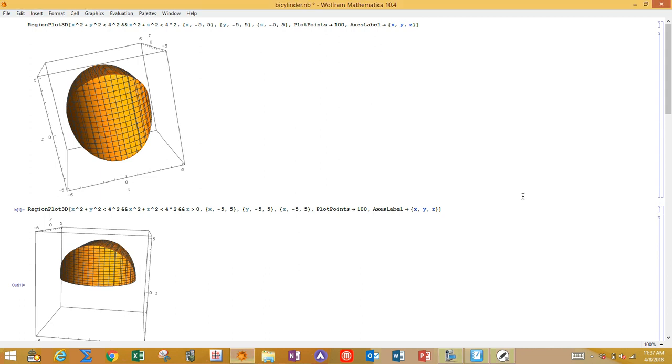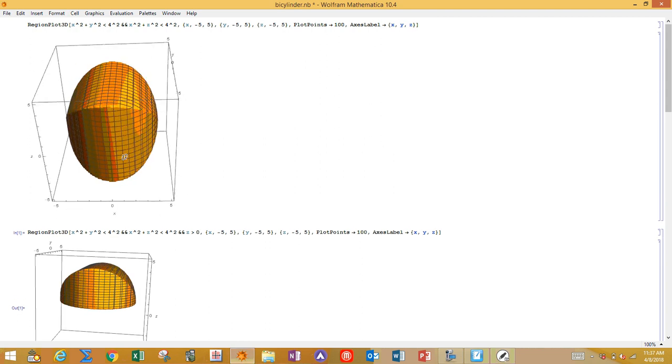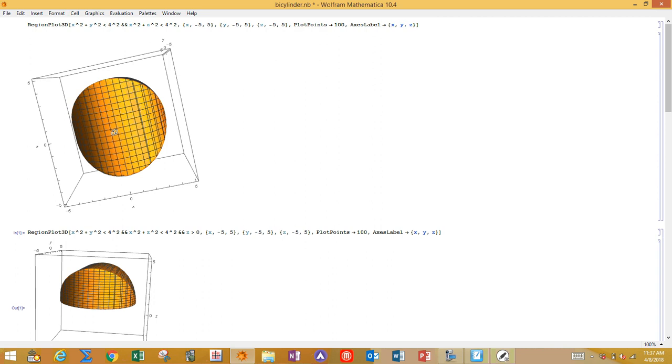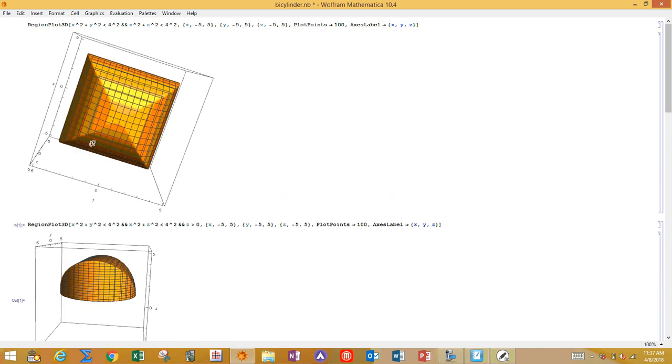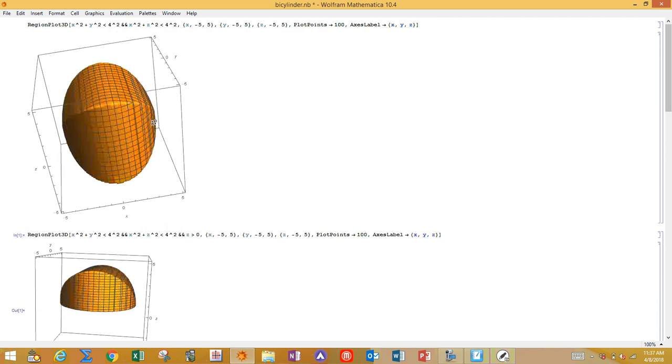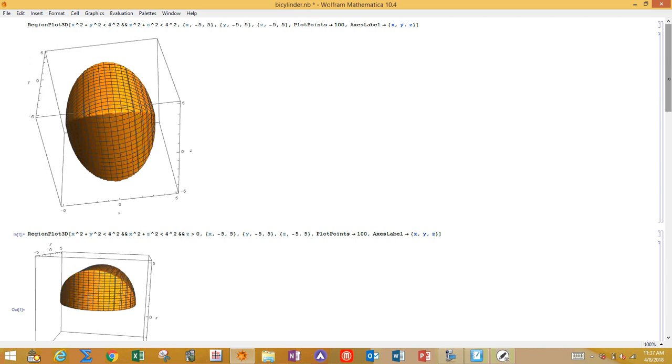All right, so here's a quick attempt at finding the volume of a bicylinder. I rendered it here in Mathematica. You can see from one direction we see a circle, from another direction we see a square. So it ends up being a volume of solid with known cross-section.